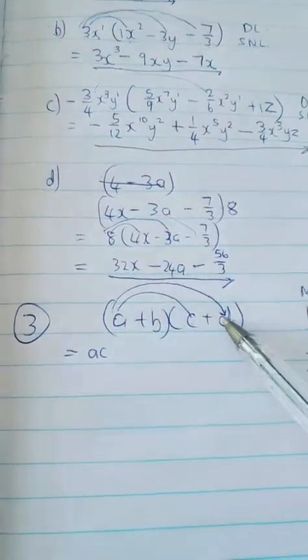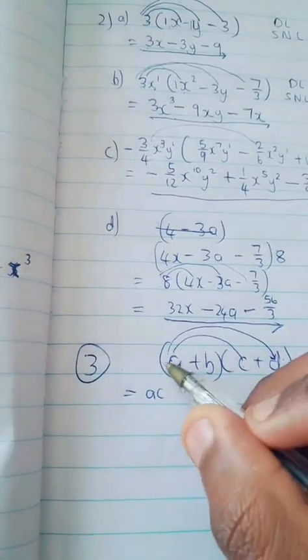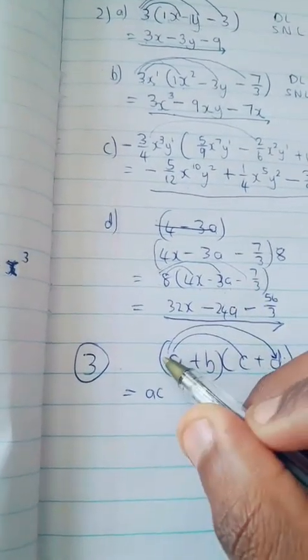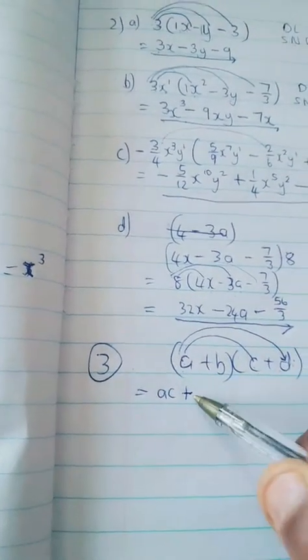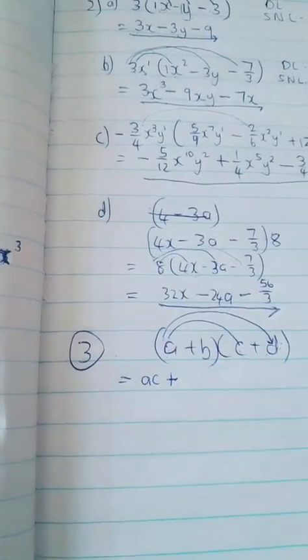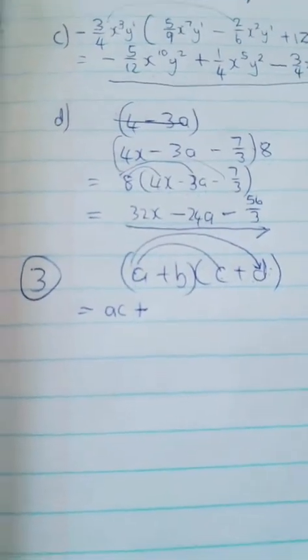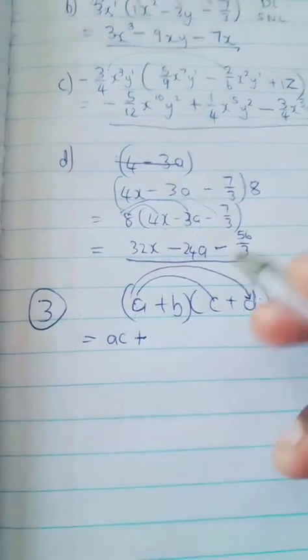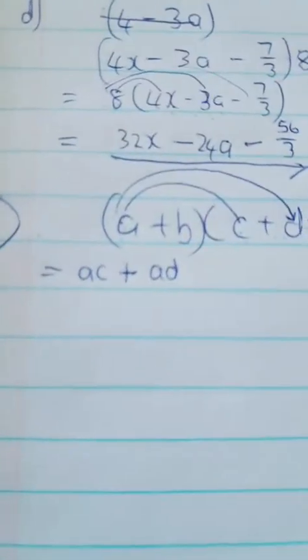So A times D gives us A times D. A and D are both positive, so positive times a positive is positive. 1 times 1 gives you 1. We can write that 1 there. It's always there. It's like the unseen. You know what I mean? So A times D gives us AD, the letters combined together.